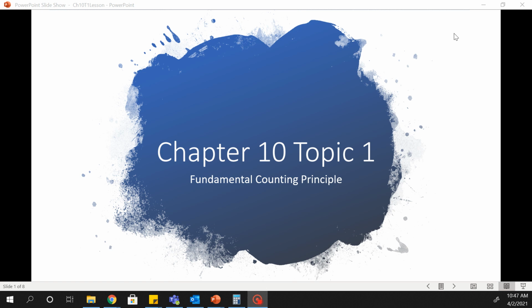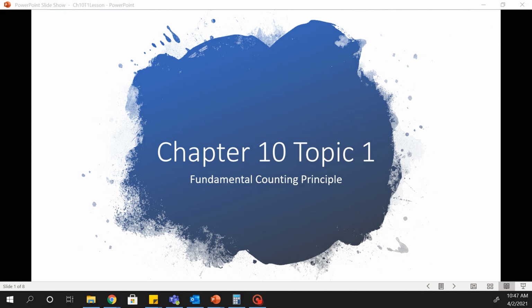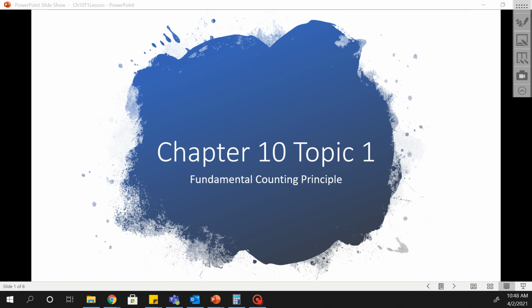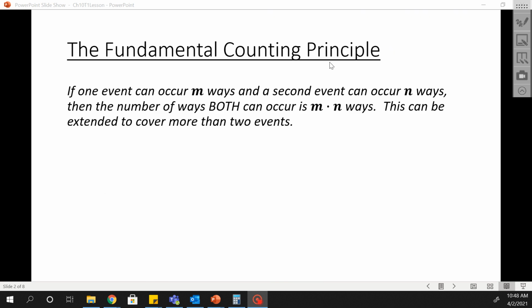Okay, today we're going to take a look at the fundamental counting principle. This is chapter 10, topic 1. The fundamental counting principle says if one event can occur in m ways, and a second event can occur in n ways, then the number of ways both can occur is m times n ways.